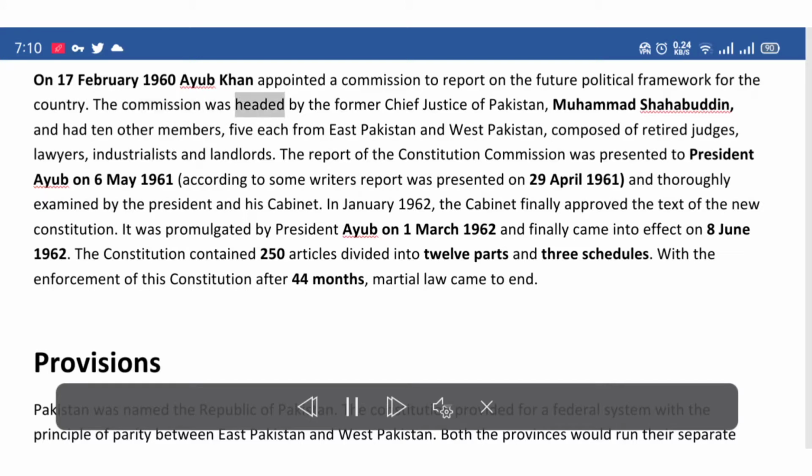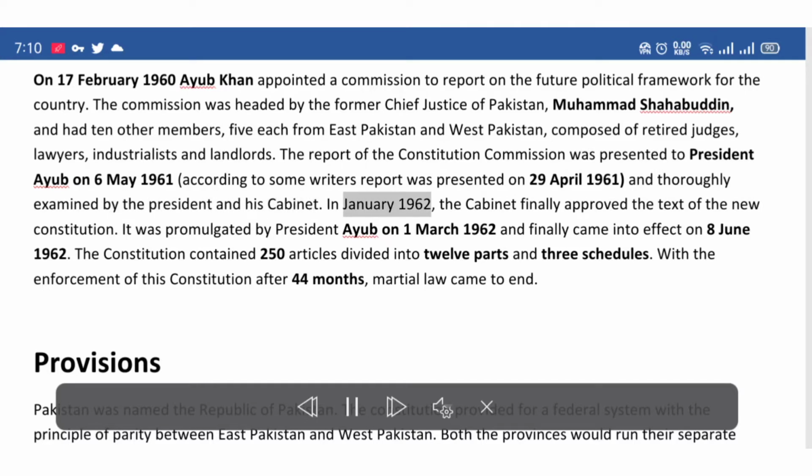The commission was headed by the former Chief Justice of Pakistan, Muhammad Shahabuddin, and had 10 other members, 5 each from East Pakistan and West Pakistan, composed of retired judges, lawyers, industrialists and landlords. The report of the Constitution Commission was presented to President Ayub on 6 May 1961. According to some writers, the report was presented on 29 April 1961, and thoroughly examined by the President and his cabinet.